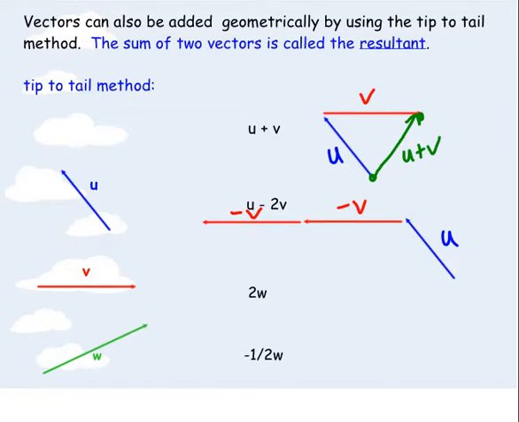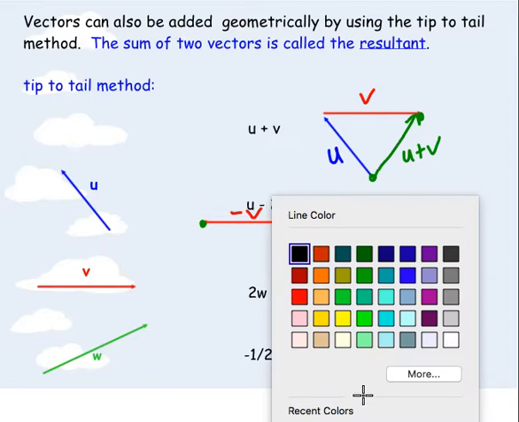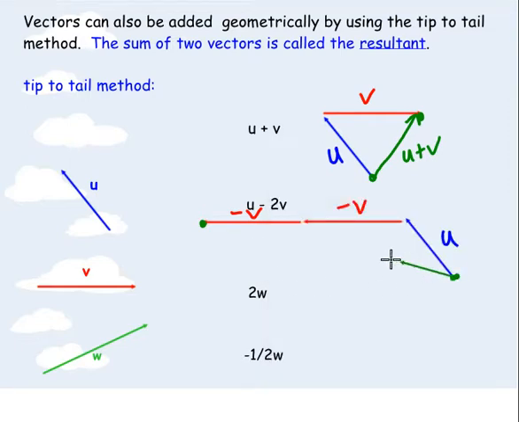And then my resultant will be where I started at the very beginning and where I ended at the very, very end. I'm not even going to attempt to draw that by hand, so we'll do this. We'll see if this works. There. So that would be vector u minus 2v.